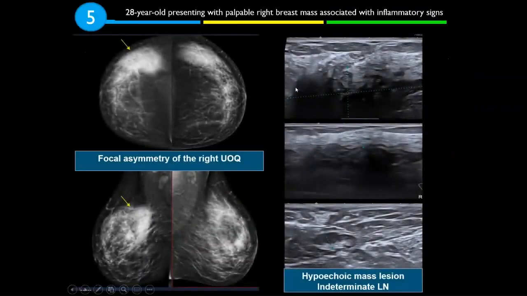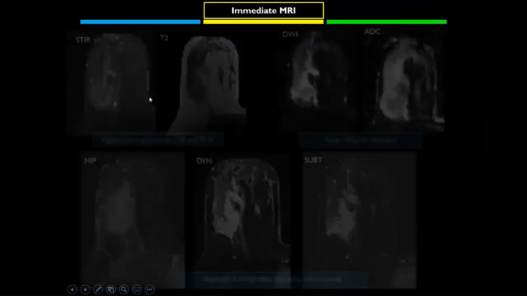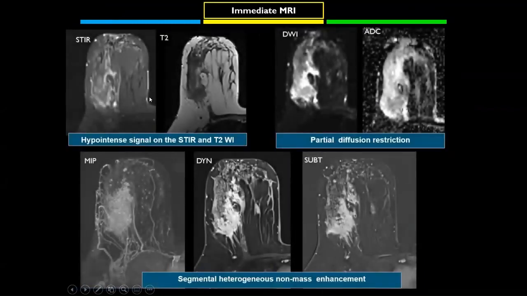This was the case in which she had multiple hypoechoic lesions with indeterminate nodes. She had an asymmetry in the left breast. She was sent directly for the MRI, and actually the early MRI was completely deceiving. Looking at this picture with a segmental, heterogeneous, or clumped non-mass enhancement, we can definitely say that this lesion is malignant.